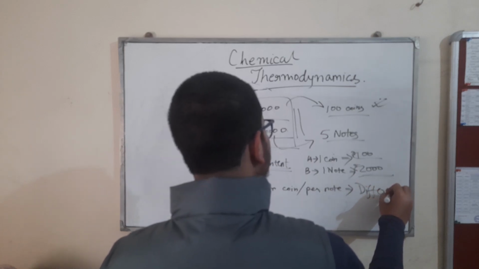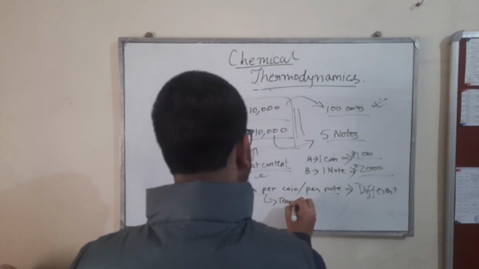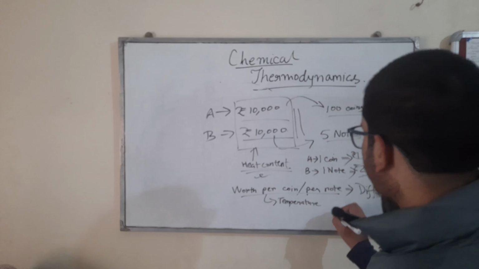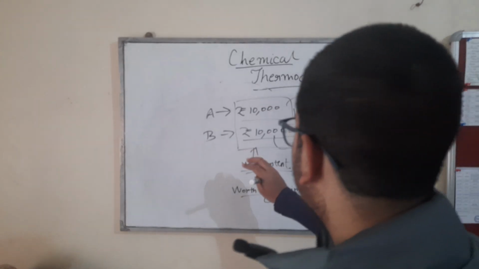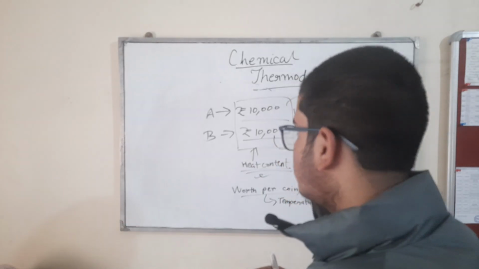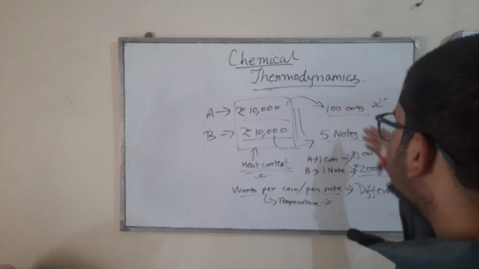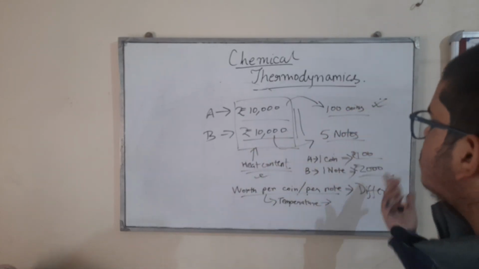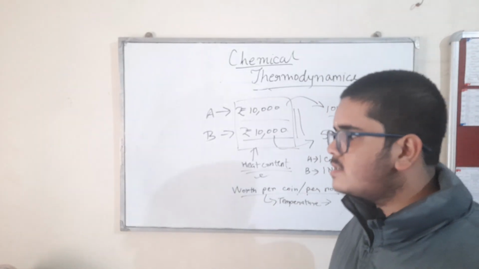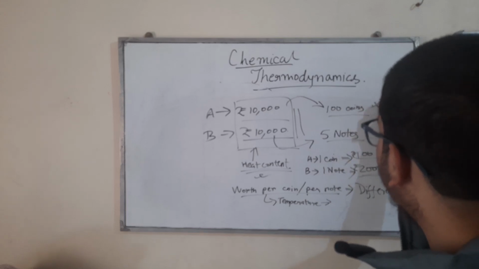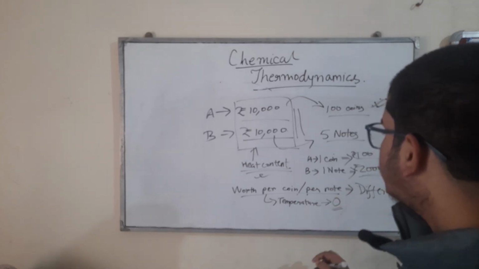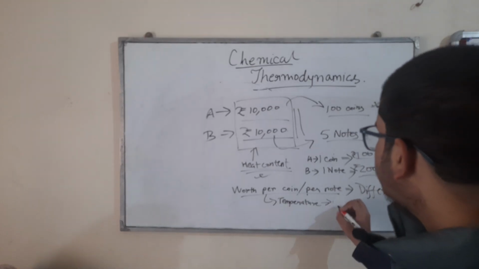Now this is comparable to temperature. The heat exchange will only take place if they are different. If they both had 100 coins and they exchanged one coin with one another, then what is the net exchange? It's zero. Each coin of this person is worth 100 rupees and this person's is also worth 100 rupees. So if he gives one coin to that person and takes one coin from that person, then the net exchange is definitely zero. So if the worth per coin or per note is the same, then the temperature difference is zero. But here that is not the case. Here they are different, so the temperature is different.